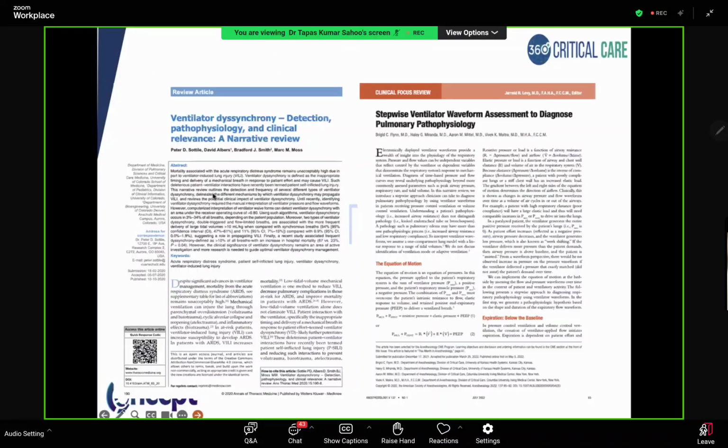Okay. Now, these are the two articles I found very informative and conceptually building. One is the ventilator dyssynchrony narrative review. This was published in 2020 in Annals of Thoracic Medicine. And this is the stepwise ventilator waveform assessment to diagnose pulmonary pathophysiology. This was published in Anesthesiology in July 2022.